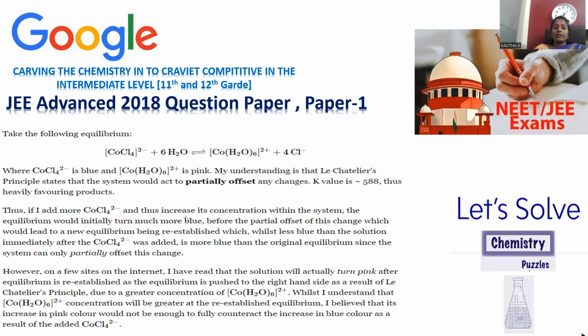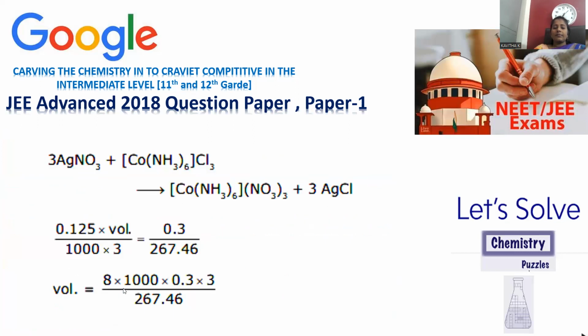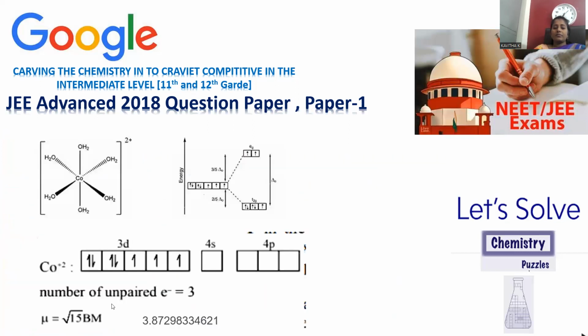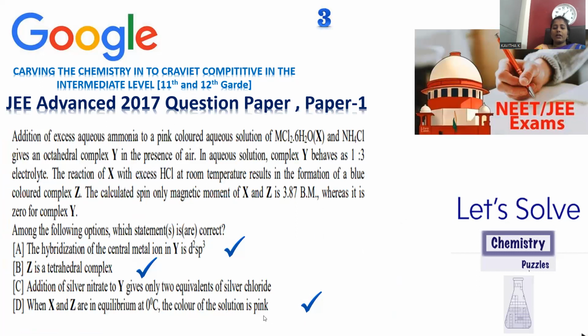When cobalt chloride concentration is increased within the system, the equilibrium would initially turn blue, therefore partial offset. So initially blue color will exist. Upon addition of water, slowly the color changes to pink. A backward direction is also possible, but to the maximum extent the reaction will stay in the right-hand direction. That's the reason why, though both are in equilibrium, the color exhibited is pink because of the existence of the product to the maximum extent over the reactant. This is the way we can answer option number 4, that is satisfying whatever we are reacting.